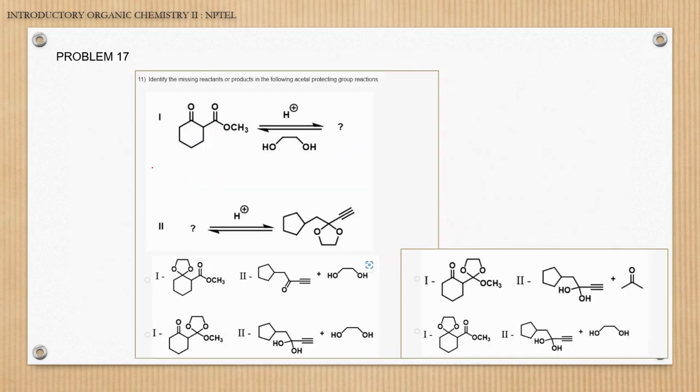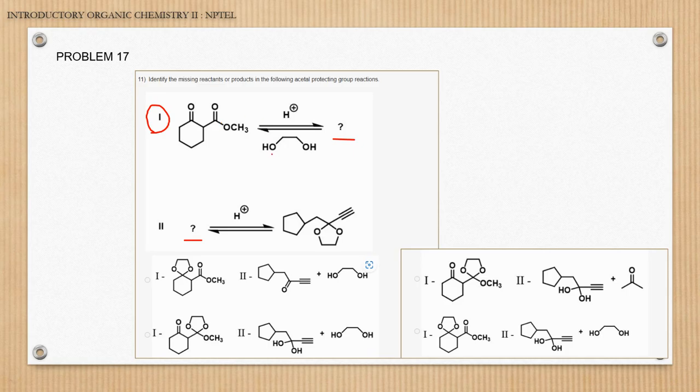So now coming to the last problem of the session, that is problem number 17. In this question, you have to identify the missing reactants or products in the following acetyl protecting group reactions. So this is basically the protecting group reactions. So now you have to identify this product and this reactant.